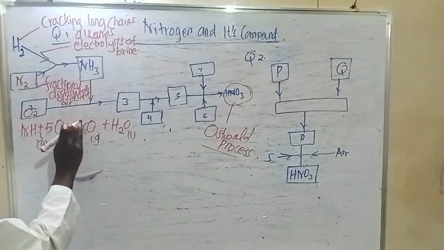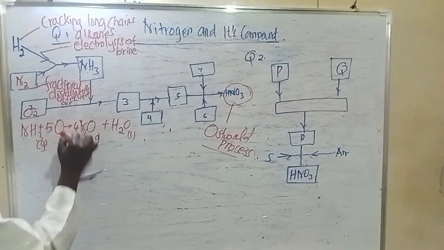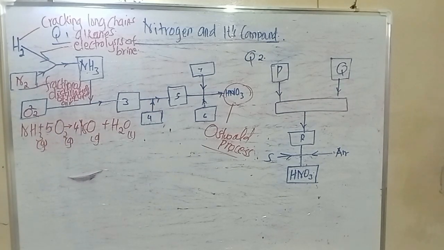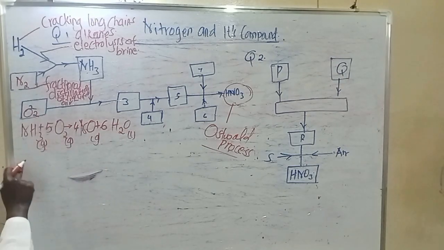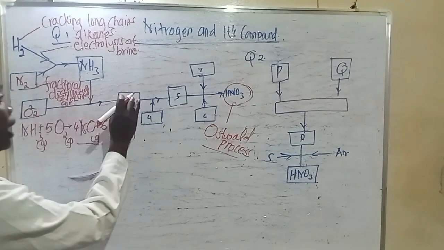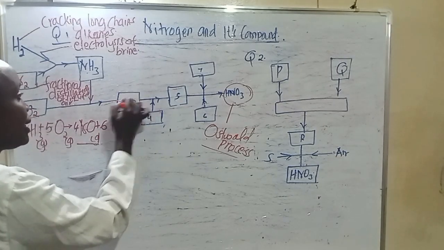And putting a 4 there. So we are going to balance it by putting another 6 there. So we have formed our nitrogen 2 oxide. So we are going to put nitrogen 2 oxide there.